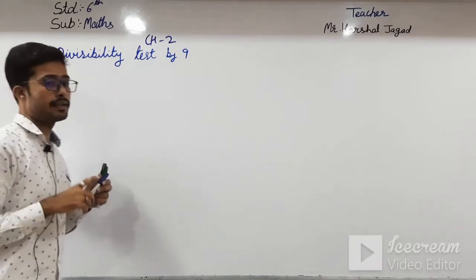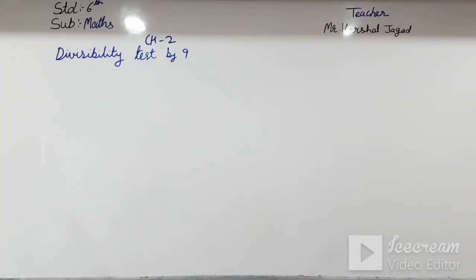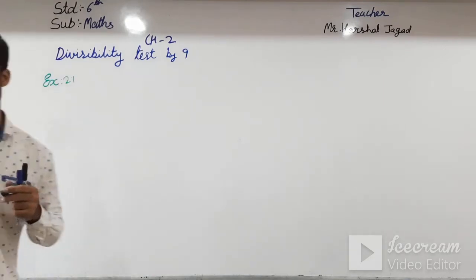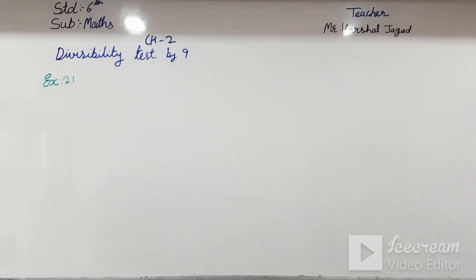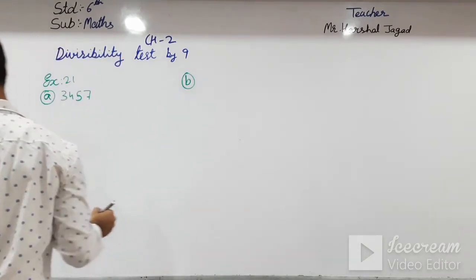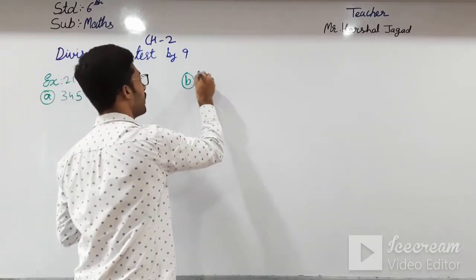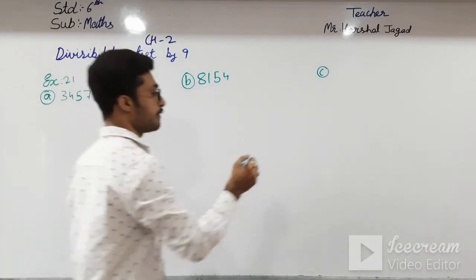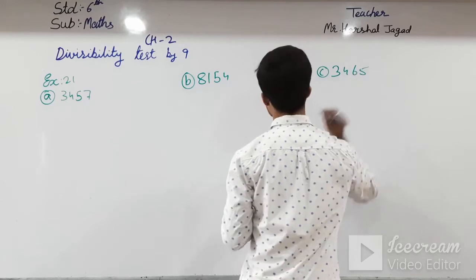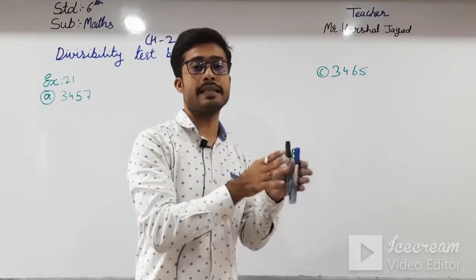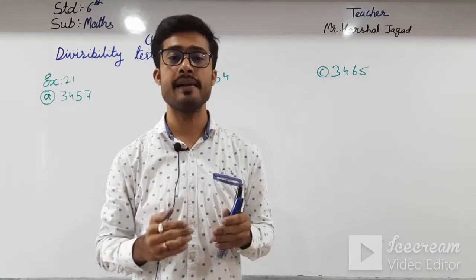So how we will solve this, let us see an example of it, that is example number 21. Let us see that students: A, 3457; B, 8154; and C, 3465. So how do we do the divisibility test of 3? We just add all the digits which are in that number. So for 9 also we have to add each of the digits.